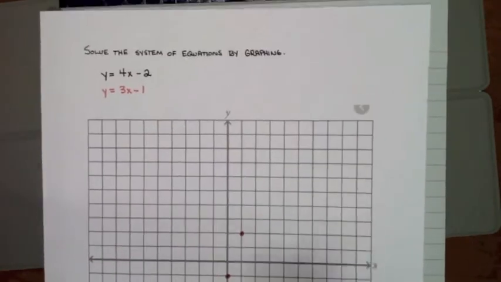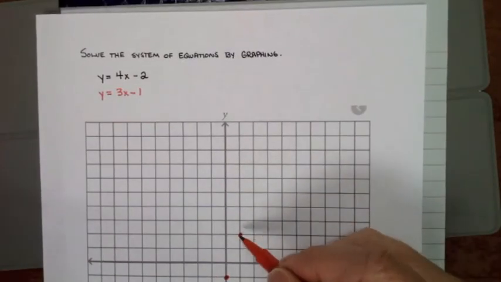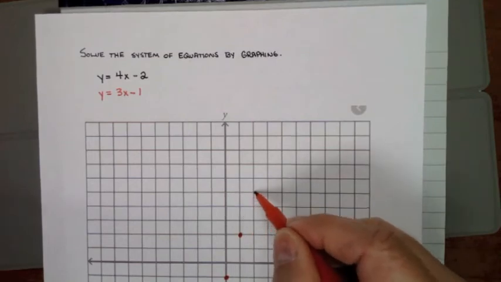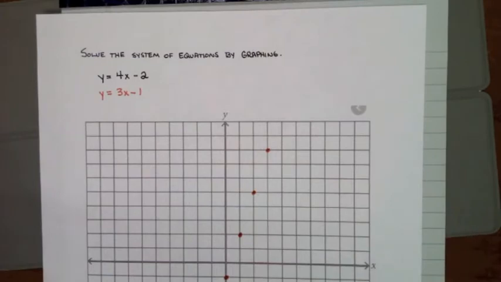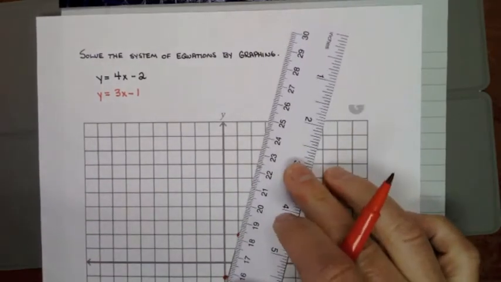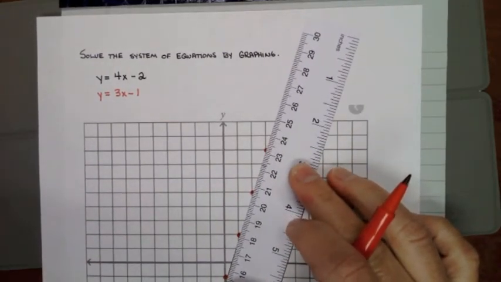I can continue to do that to generate even more points on this line. 1, 2, 3, over 1. Then I use my ruler and draw my first line.